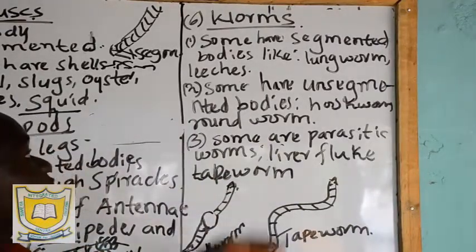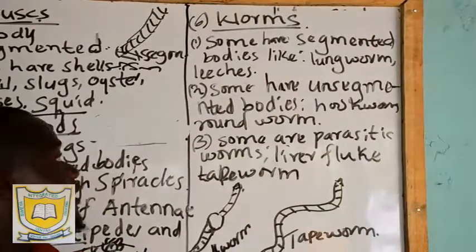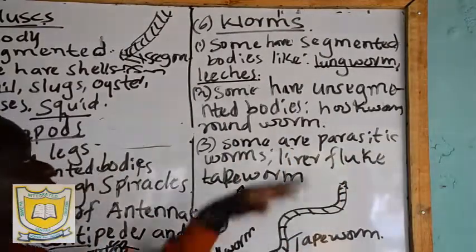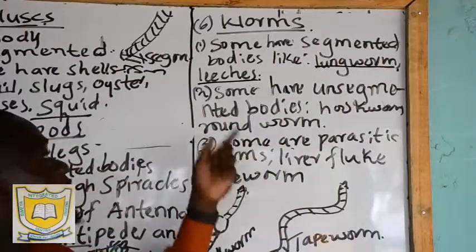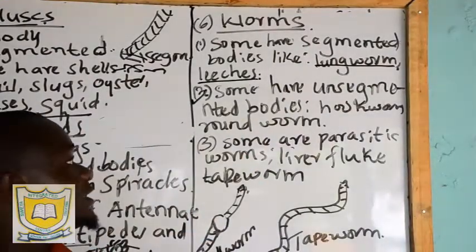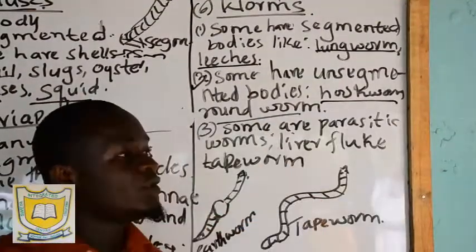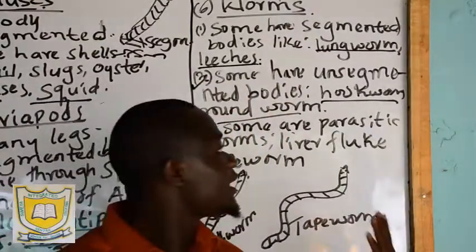So, if we look at them as segmented, which are these worms that are segmented? Number 1, we have what we call the lungworm, and we have the leeches. The leeches have segments, meaning they are segmented. Number 2, we have those that have no segments, or they are unsegmented. Examples, we have the hookworm, we have the roundworm. Those are the examples of worms that are unsegmented, meaning they lack segments.